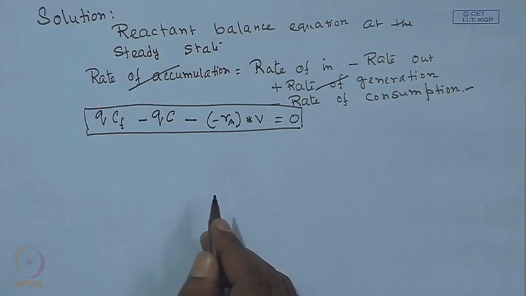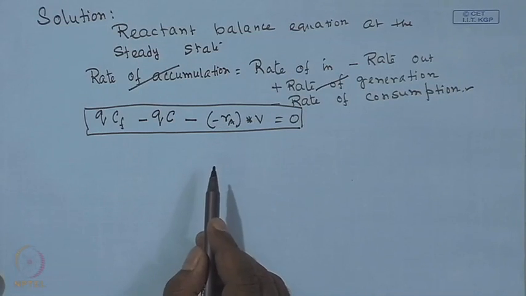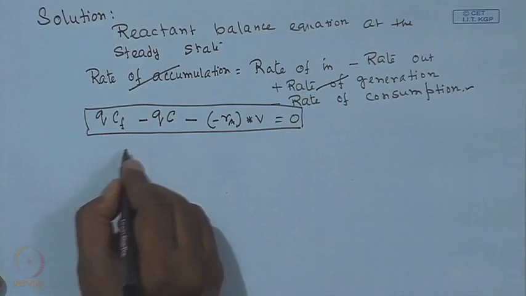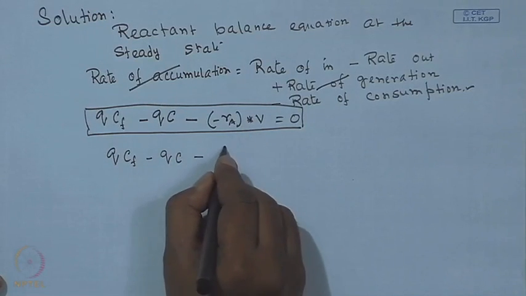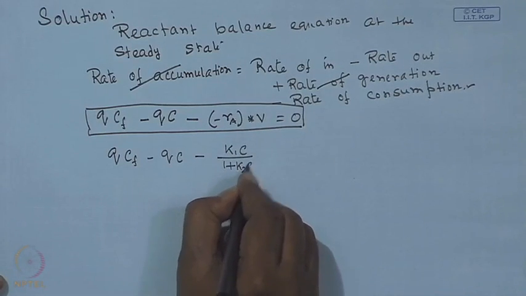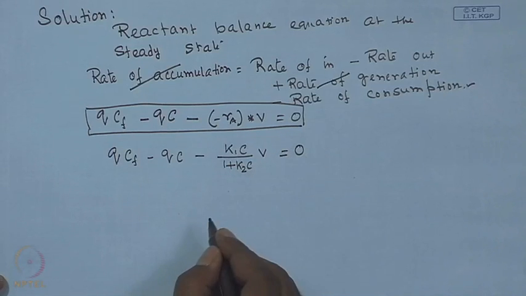Now, what are we going to do? We are going to substitute the expression of minus Ra by the Monod's kinetics given in this problem. So, this becomes Q times Cf minus Q times C minus K1 C divided by 1 plus K2 times C, multiplied by V, should be equal to 0.